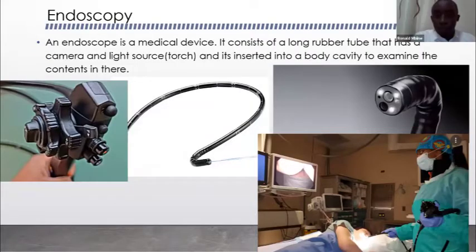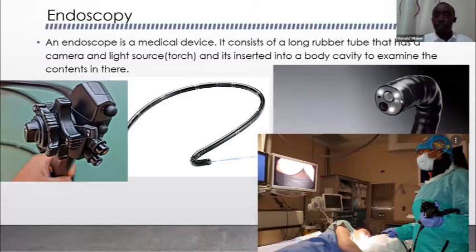So an endoscope is a medical device. It's a long rubber tube. It's flexible, and it has a camera and a light source attached to its end. Within it, it has a complex mechanism of optic fibers and cables that enable the operator to manipulate it to navigate through the cavities. Like you see in those images, there's a handpiece or the control arm, which has wheels that are used to navigate the tube. At the center, you can see the tube, which can bend and easily move through the cavities of interest.